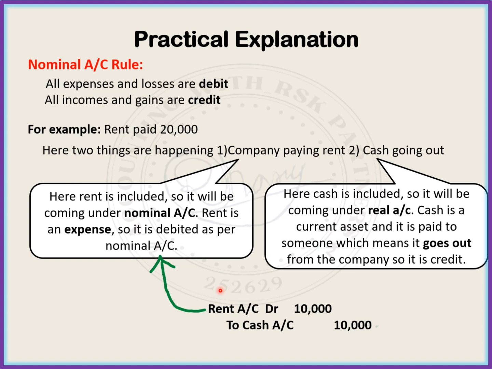And next, we credited cash. Cash is a real account, not related to nominal account. As per real account, which asset goes out from the company will be credited. That's why we credited cash.